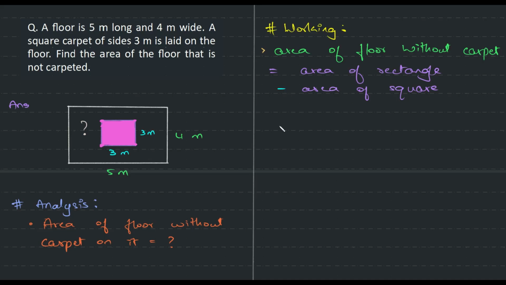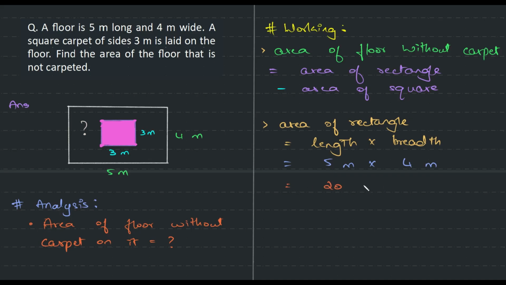So let's do it part by part. Let's talk about the area of the rectangle, which is equal to length into breadth. So what is the length over here? 5 meters, into what is the breadth over here? 4 meters. So 4 into 5 is 20. Just multiply the numbers and then write square. You need to write the word square and meter over here. Why is it so? You will understand in time, but this is how you present the answer.